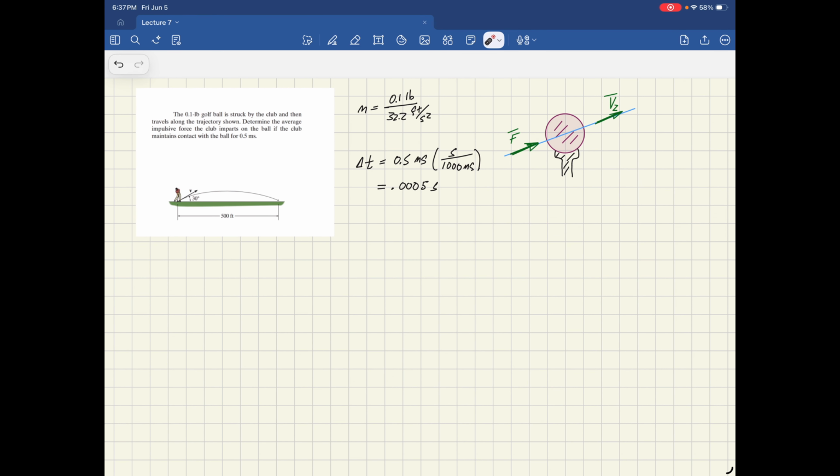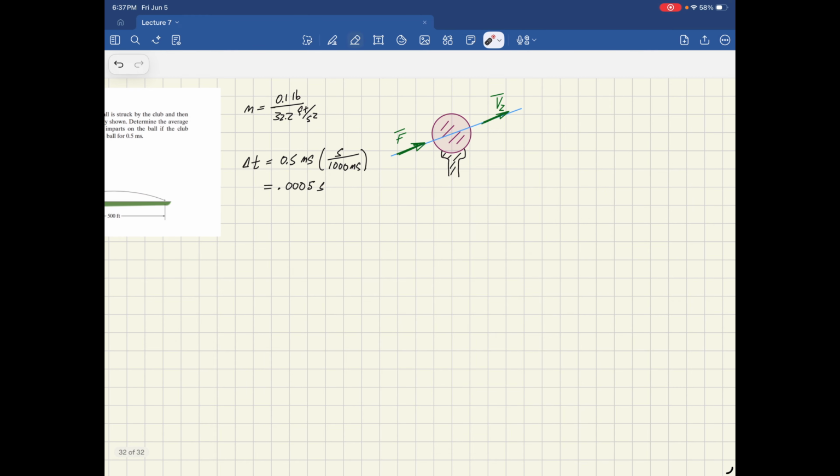All right. So for the mass, we're in the English system, so it's going to be 0.1 pounds divided by 32.2 feet per second squared. We're told that the delta t is half a millisecond. Converting that to seconds, it's 0.0005 seconds. Now, what we have over here is a situation where the initial momentum of the particle is zero, right?